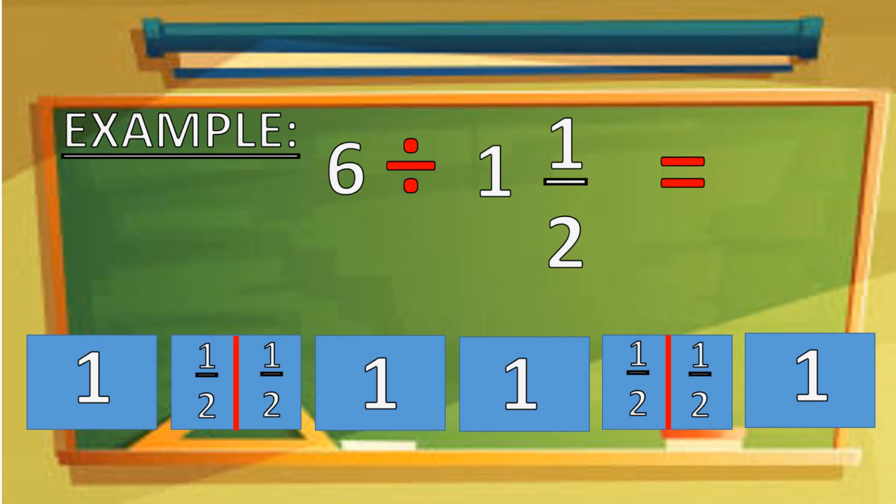So how many 1.5 are there? Let's count. We have 1, 2, 3, 4. So there are 4 1.5 in 6. Okay, good job.